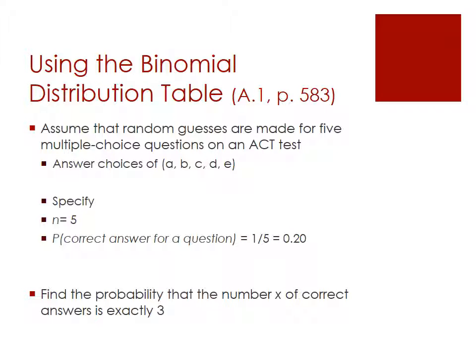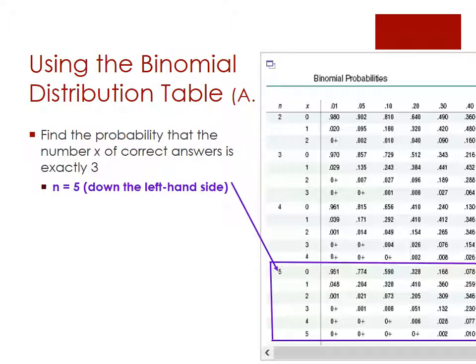Now, the next thing we're going to ask is to find the probability that the number x of correct answers is exactly 3. So here we're solving for x equal to 3. We're asking what is the probability that I get exactly 3 answers correct.